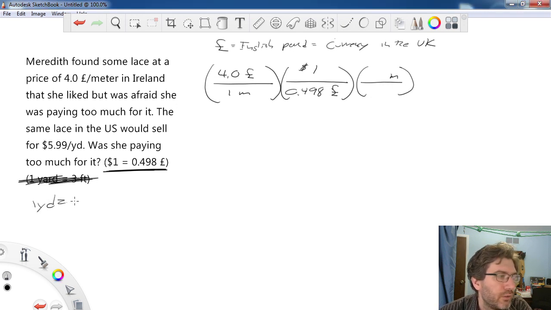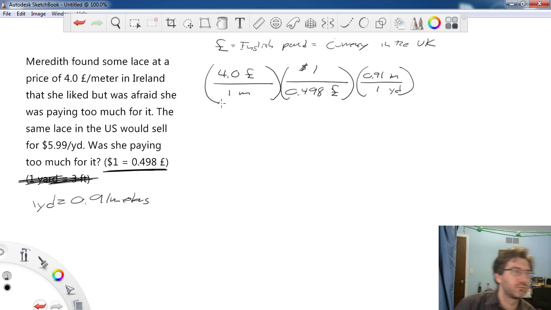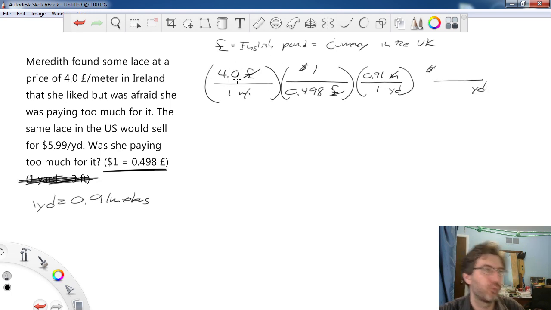1 yard is equal to 0.91 meters. So yard 0.91 and 1. That should be good. Pounds will cancel, leave you with dollars on top. And meters will cancel, leave you with yards on the bottom. So how much is 4 pounds per meter in dollars per yard?